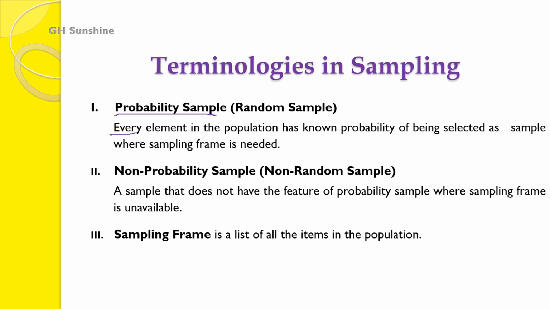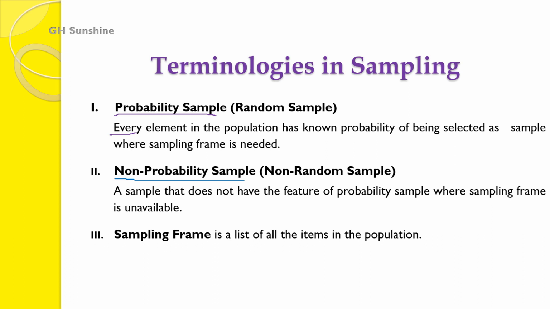Second term is non-probability sample, known as non-random sample. It means a sample that does not have the feature of a probability sample, where a sampling frame is unavailable. This means that when you as a researcher want to conduct research but you don't have a sampling frame, it is better to use non-probability sample as the best sampling technique.